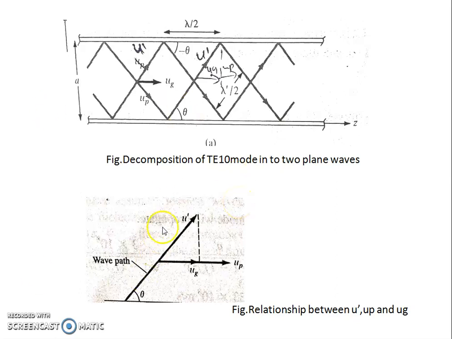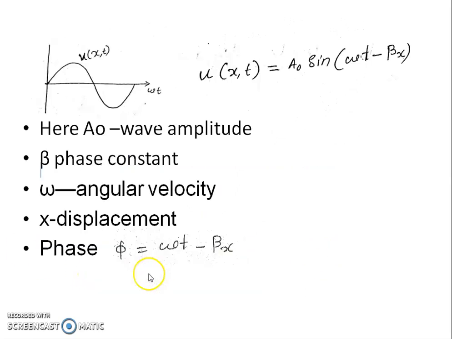And this figure shows the relationship between the UG, UP and the U dash. UG is the group velocity, this is the phase velocity, and U dash is the medium velocity. And this is the angle.